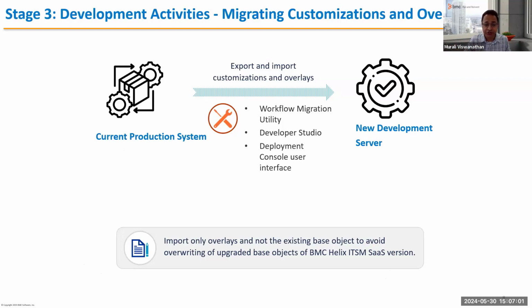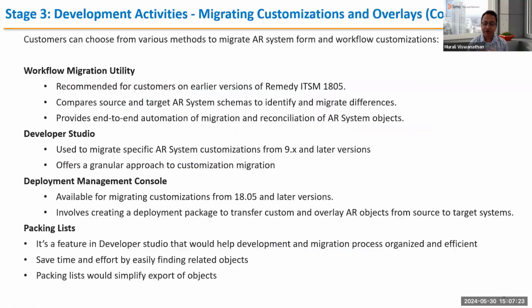And then Developer Studio, as you know, has the same capability of exporting and importing overlay objects and custom objects. And Deployment Console is a user interface through the mid-tier that also has the same feature. So through Deployment Console, you should be able to grab those overlays and custom objects and import them. And then there's one other method called the packaging list, which we'll cover. It's basically a combination of Developer Studio and Deployment Console.